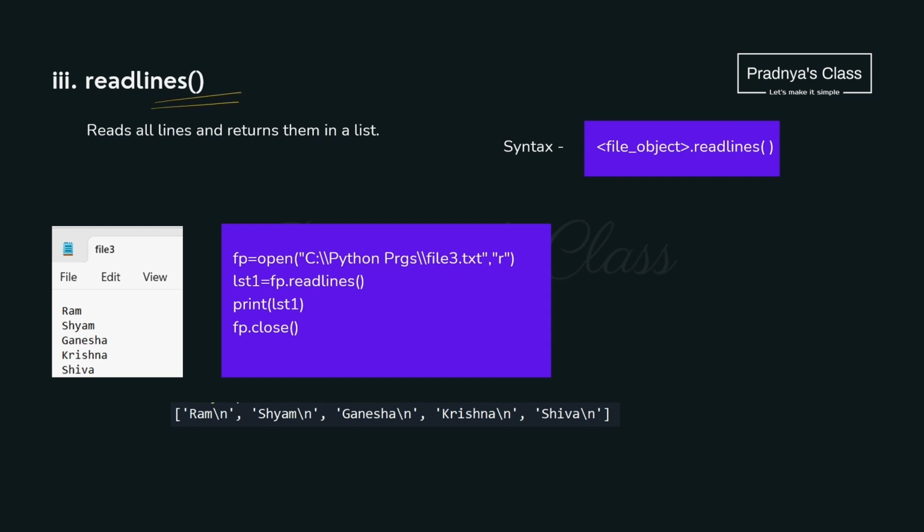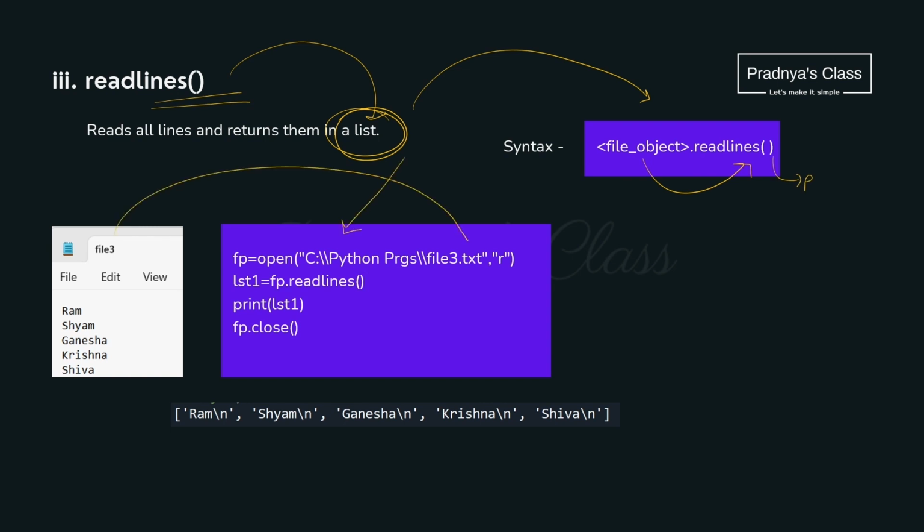Now the third function is readLines function. It reads the data from the file in the form of list. Here is the syntax: file object dot readlines. Look at the simple code. We are opening the file 3 in the read mode. And along with the file object, we are using readLines function. We got the data in the form of list that we are printing. Look at the output now. The first line is the first element of the list followed by \n and the second line is the second element of the list. In the same way, all the data of the file will get read.